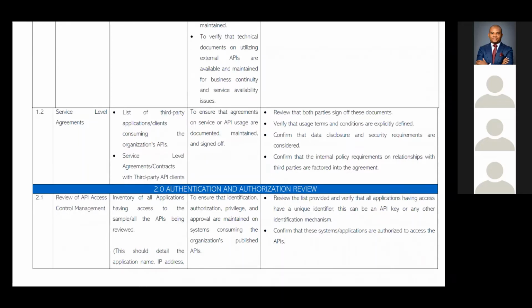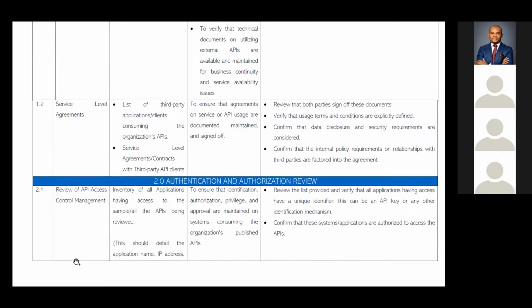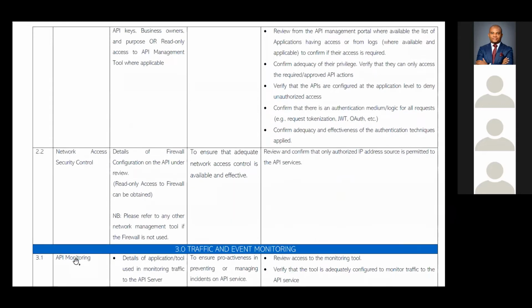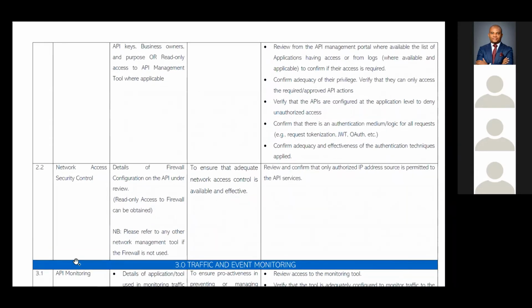having access have unique identifiers. That means you can uniquely identify each of those applications. This can be in the form of an API key or maybe other forms of identification. You need to confirm that these systems and applications are authorized to access the APIs. You need to review the API management portal where applicable.